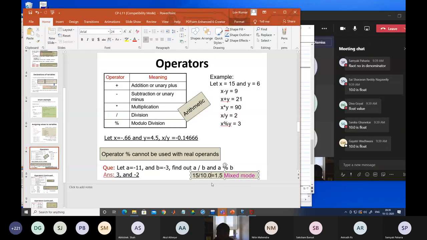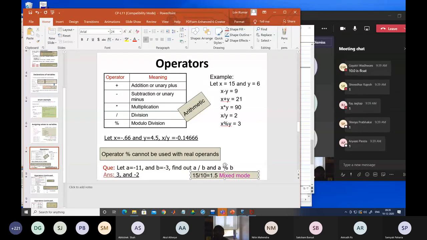But when you are writing 15 divided by 10, what is the output you will get? What is the output you will get? 1. We will always get 1.